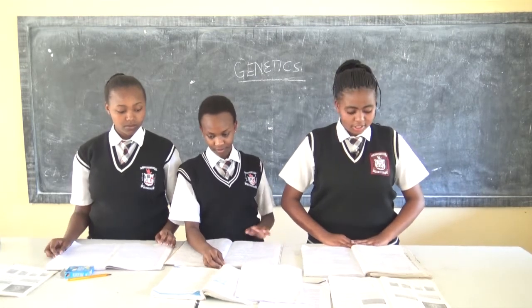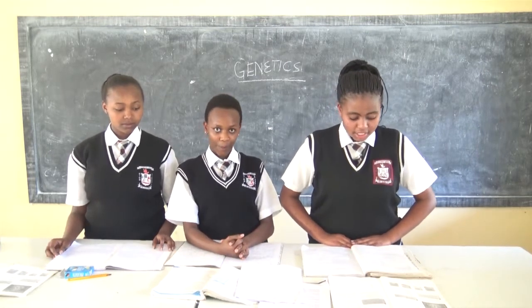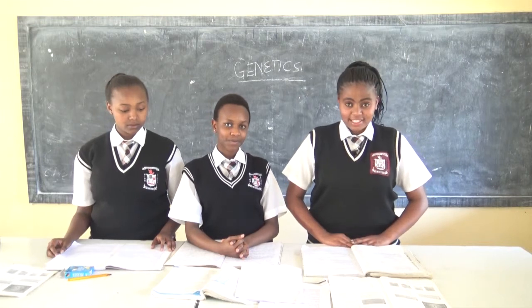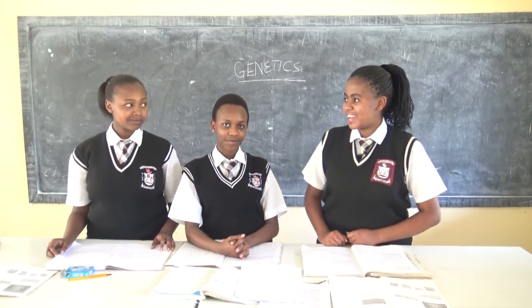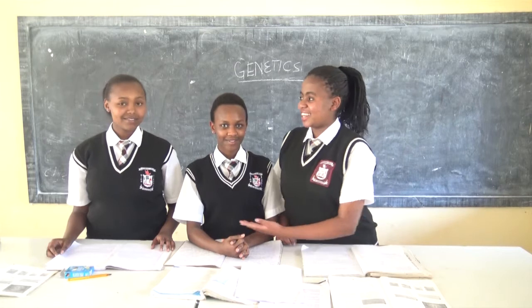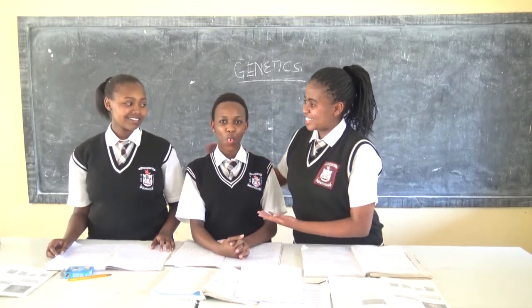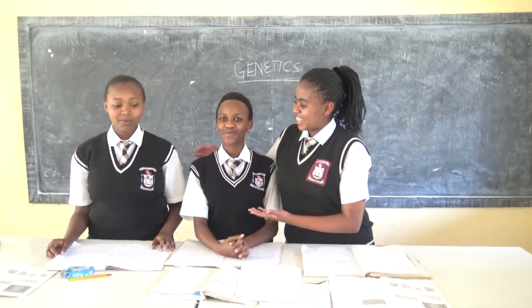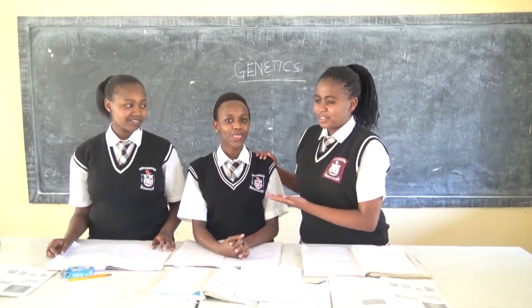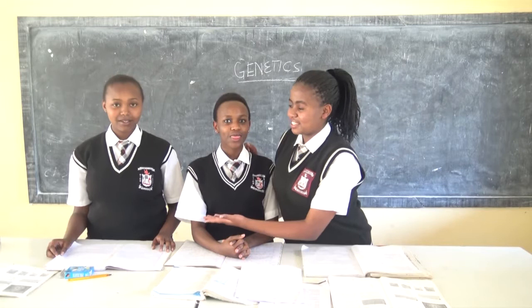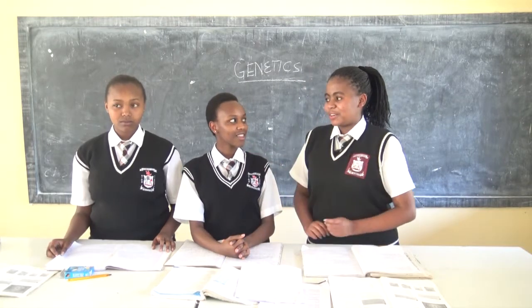For example, tongue rolling, blood groups, and sex. For example, I have Stella here and Esther. Stella, can you roll your tongue? Esther? We see that Stella is unable to roll her tongue and Esther is able. This is an example of discontinuous variation.